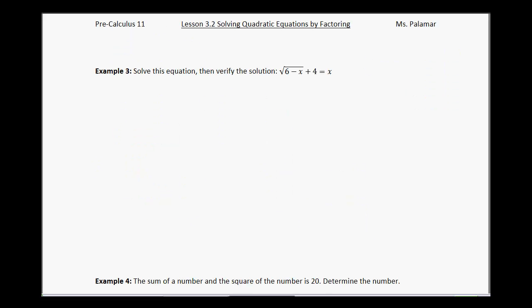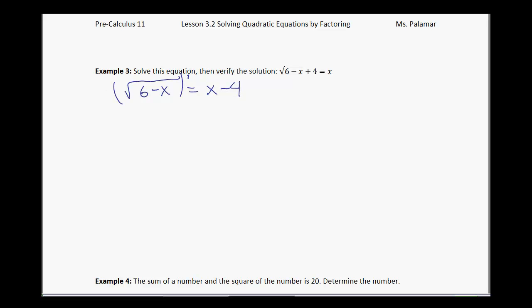Example 3. Solve this equation, then verify the solution. Square root of 6 minus x, plus 4, equals x. So we need to solve for x. But since we have a square root here, we need to inverse that by squaring. So let's isolate our radical first off. Square root of 6 minus x equals x minus 4.